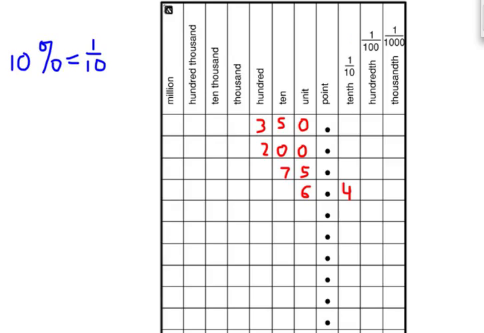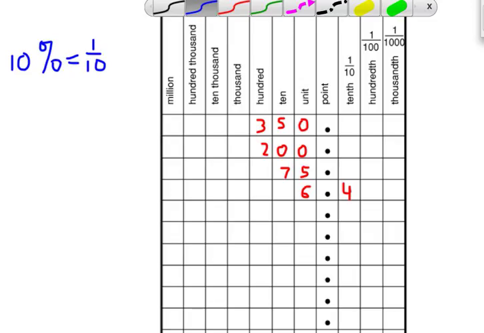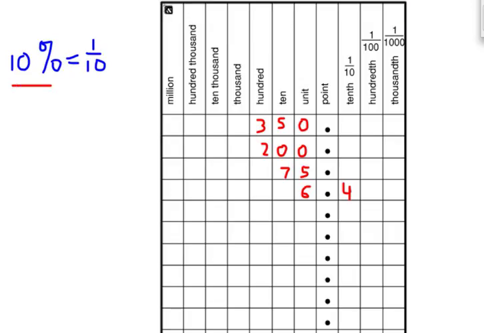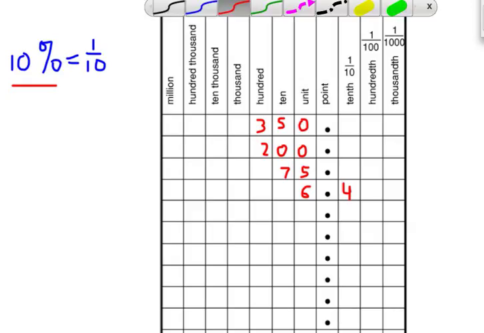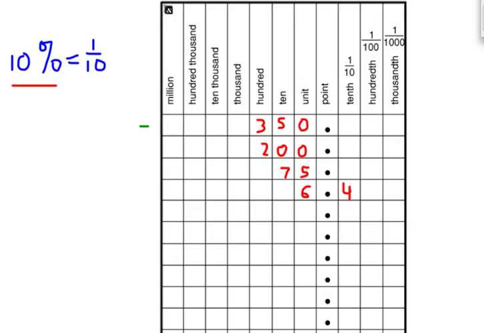So, first of all, always remember, let's start with 10%. 10%, we know percent means out of 100, is 10 over 100 or 1/10. So 10% of any number is just 1/10 of that number. So let's start with our first example here, 350. What is 10% of 350? Well, it is a tenth of it.